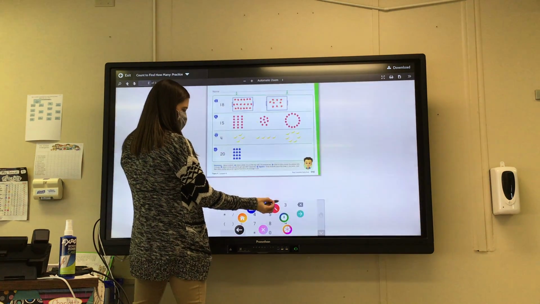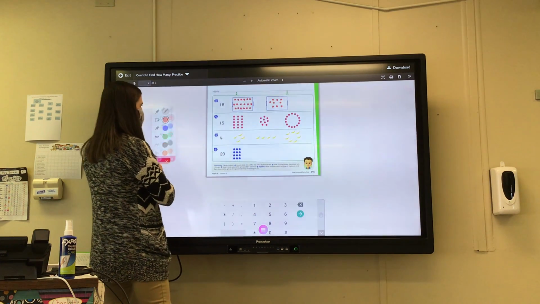Okay, number 3. Draw a circle around the tray with 18 strawberries. So let's count them together. Let's do this page we're doing together, and the last page we will do on our own. So let's count these together.